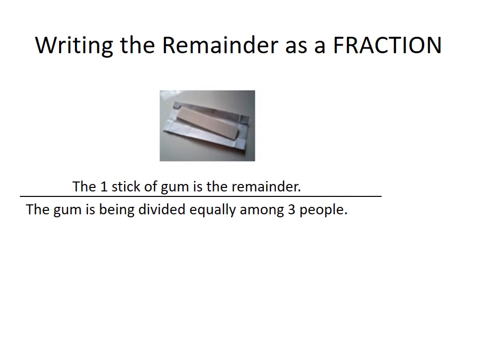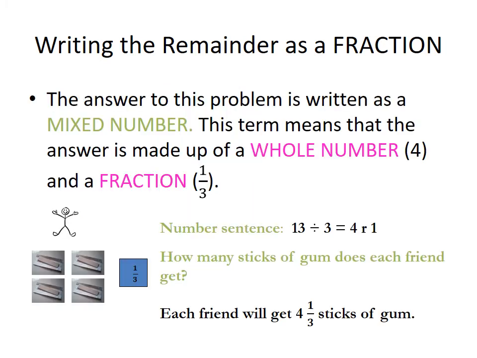So when we write a remainder as a fraction, the numerator, your top number, is the remainder, and the denominator is going to be your original divisor. So it will be 1/3. The answer to this problem is written as a mixed number. This term means that the answer is made up of a whole number, 4, the 4 whole sticks of gum, and a fraction, the 1/3 piece of a stick of gum. So each friend gets 4 1/3 sticks of gum.